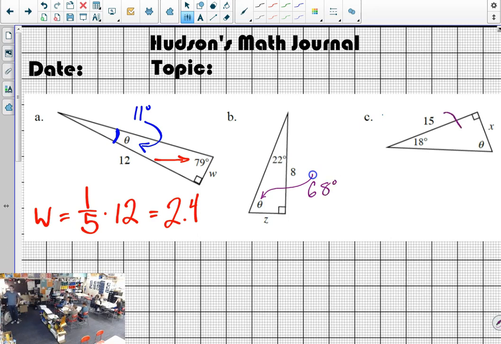What's this theta gonna be? Well, 72. It's 72 degrees.